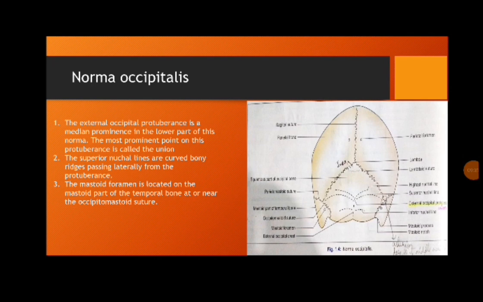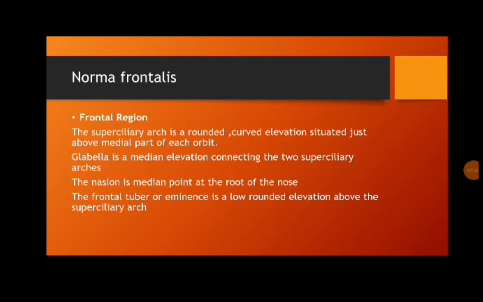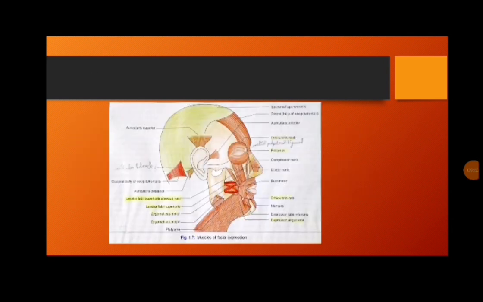Then next we will see norma frontalis. What is norma frontalis? From the front view, what is seen is called norma frontalis. The superciliary arch is a rounded curved elevation situated just above the medial part of each orbit. So what is in front view? You can see the superciliary arch. So what is the superciliary arch?